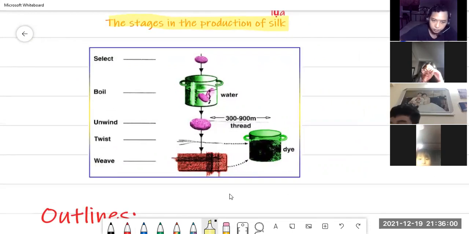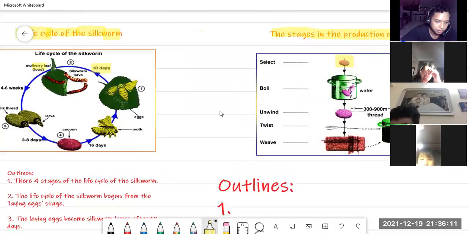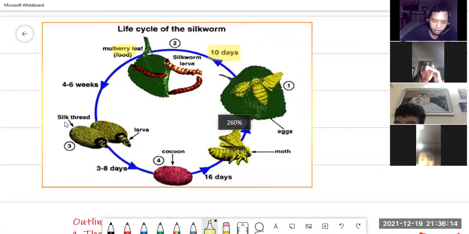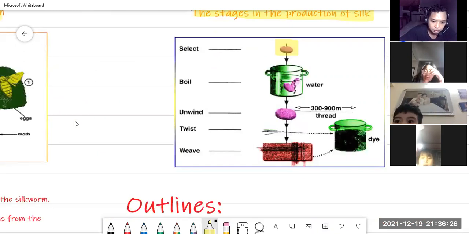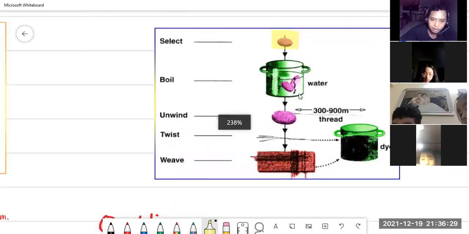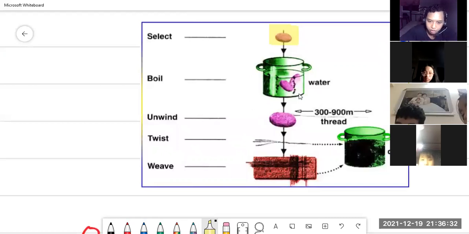Okay, I want to ask Thui. Thui, do you know what this is? No. Okay, that is this one, silk thread. Can you say silk thread? Silk thread. Okay, and what is this? Water. Okay, water. Boil water.